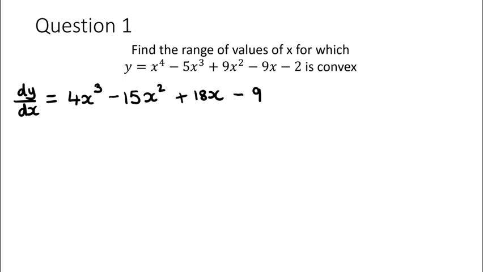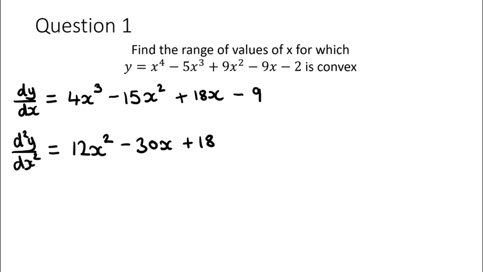So that's our first derivative, but we need to differentiate that result to find our second derivative. So differentiate 4x cubed, we get 12x squared. Differentiate minus 15x squared, we get minus 30x. And differentiate the 18x to get 18. When we differentiate the minus 9, that will just be 0. Now, we're looking at where this is convex. So it's convex where the second derivative is greater than 0.